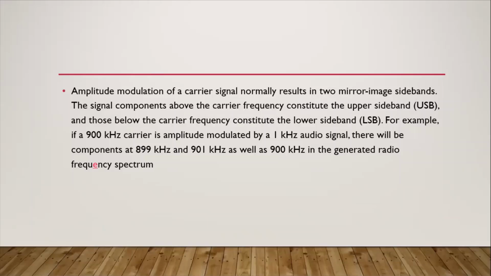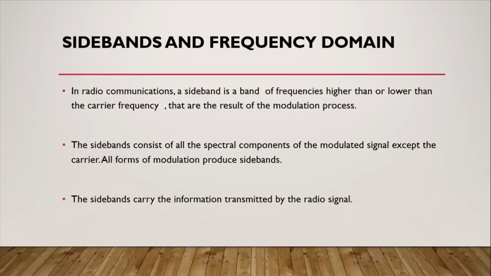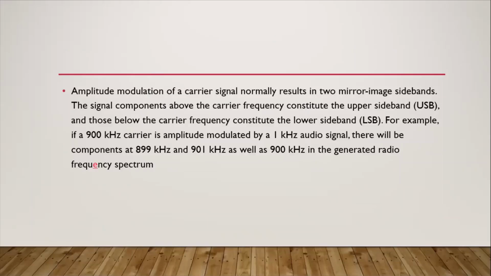Kaya nga sabi kanina, dito sa definition, ang sideband daw is pwede siyang higher or lower than the carrier frequency. Ibig sabihin, yung higher frequency na magiging sideband is tinatawag nating upper sideband. The signal components above the carrier frequency constitute the upper sideband. And then yung below the carrier frequency constitute the lower sideband.